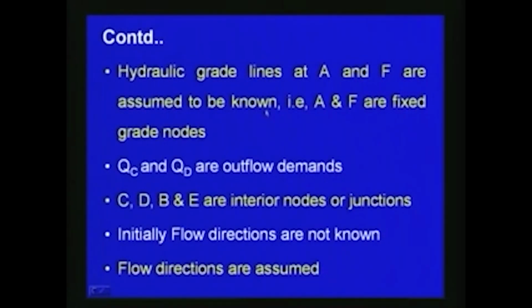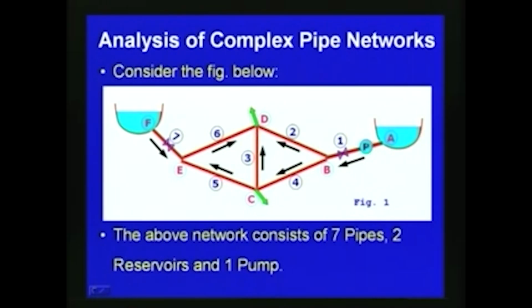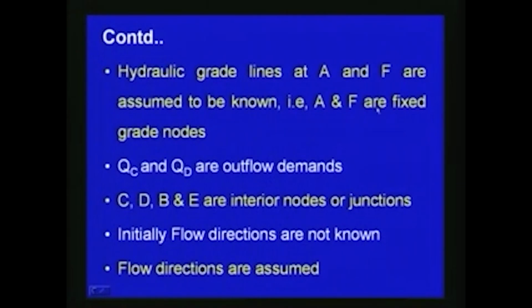Now, here we have 2 reservoirs, A and F. The hydraulic gradient lines at A and F are assumed to be known, or the piezometric heads are known at A and F, and these nodes at A and F are called fixed grade nodes. So, for A and F we consider the values are known, and we call them fixed grade nodes.